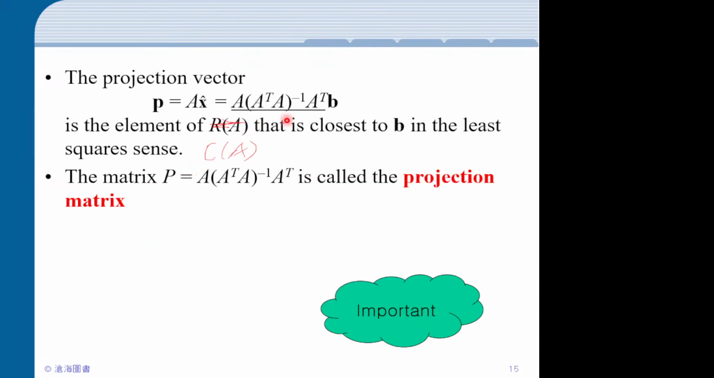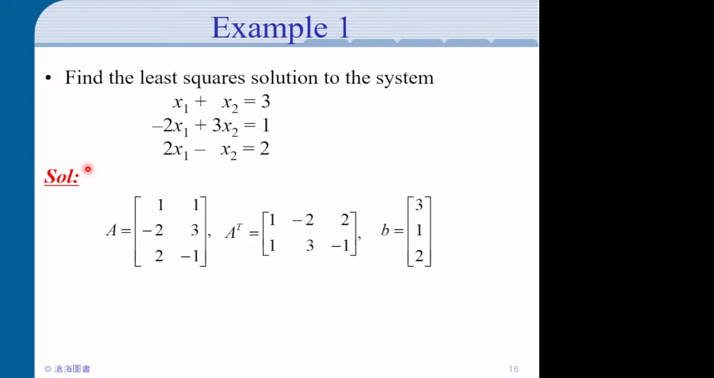We have a formula, and we know how to calculate everything here. So we need to do matrix transpose, matrix multiplication, and the matrix inverse. Then we can find everything we want. We want to find a least squares solution to this system. As we said, we have more equations than unknowns, so this will be inconsistent. We write this as Ax = b. Then A will be [1 1; -2 3; 2 -1], and b equal to [3; 1; 2].